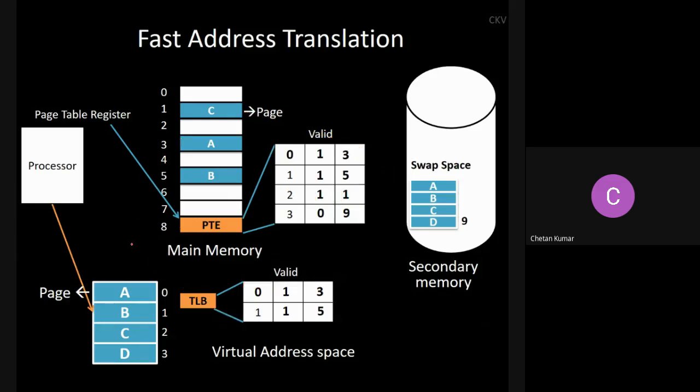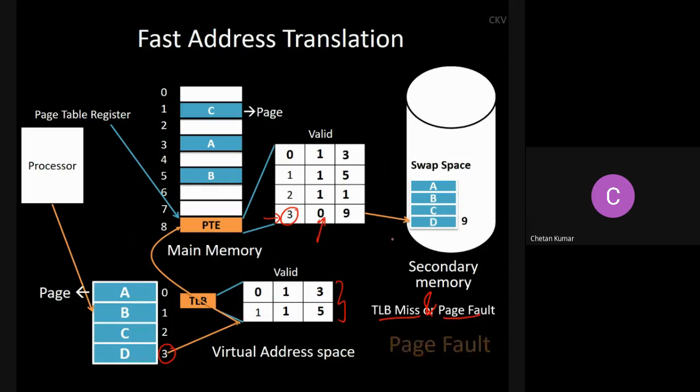But in some cases, it will be a TLB miss and a page fault. For example, if you are trying to access page 3, the entry is not there in the TLB, and when you access the page table, the valid bit corresponding to that entry is 0, which indicates that the page is not available in the main memory. So it results in a TLB miss and a page fault. In that case, you have to get that page, update your page table and update your TLB also. The TLB keeps getting updated regularly based on which page was accessed recently.